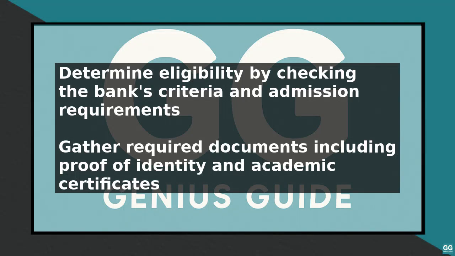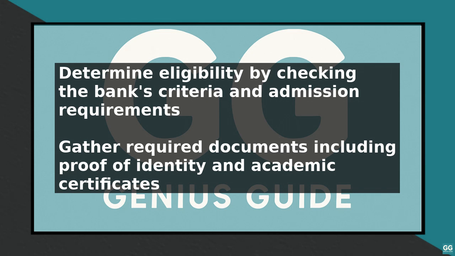To apply for a Bank of Baroda education loan, follow these steps. First, determine your eligibility by checking the bank's criteria, which typically includes being an Indian citizen, having a good academic record, and securing admission to a recognized institution.